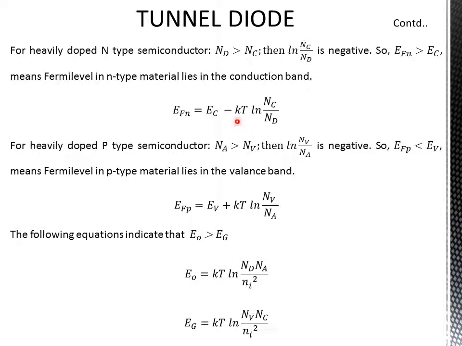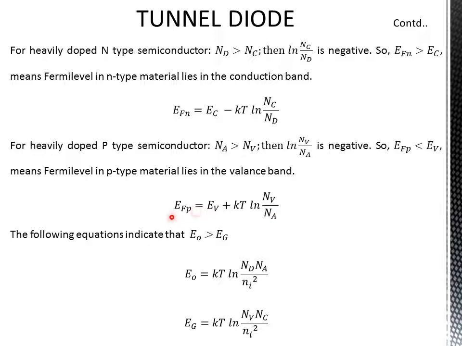So when the expression ln NC by ND is negative, then automatically EFN equals EC plus some positive quantity. So now EFN is greater than EC, which means that the Fermi level in the heavily doped N-type semiconductor lies in the conduction band. And similarly, for heavily doped P-type semiconductor, the Fermi level energy EFP is given by this expression. Here, for heavily doped P-type semiconductor, NA is greater than NV.